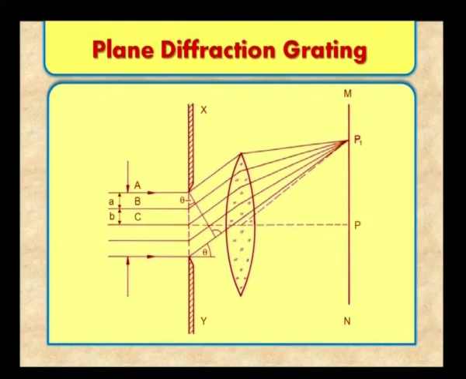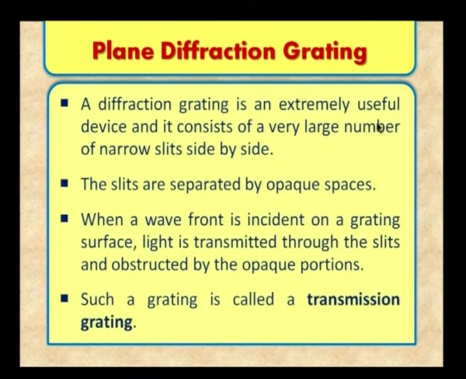If diffraction effects were to be observed, or if the diffraction effects were to be profound, the size of the hole will be small. The size is so small, so light will undergo diffraction, and so we talk of a plane diffraction grating. A grating is a device. It consists of a very large number of narrow slits placed side by side. The slits are separated by opaque spaces. Opaque means light cannot pass through. Only the narrow regions through which light can be transmitted, this is called a transmission grating.